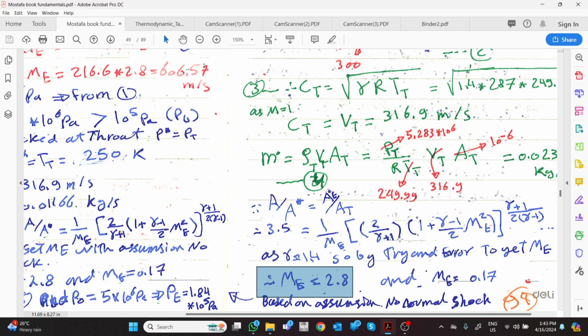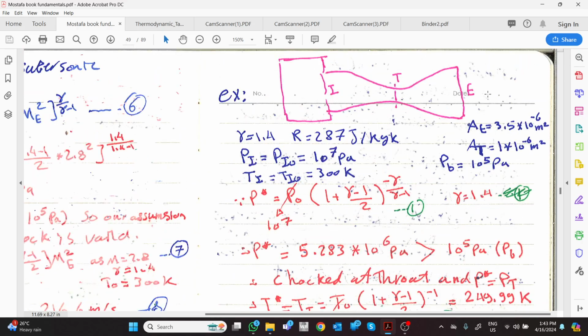How to check for a normal shock? We need to check the stagnation pressure. Is it less than the exit pressure theoretically or not?